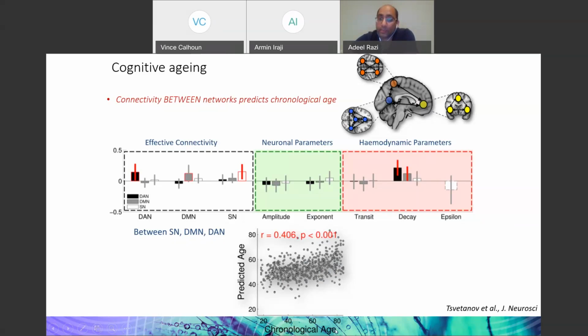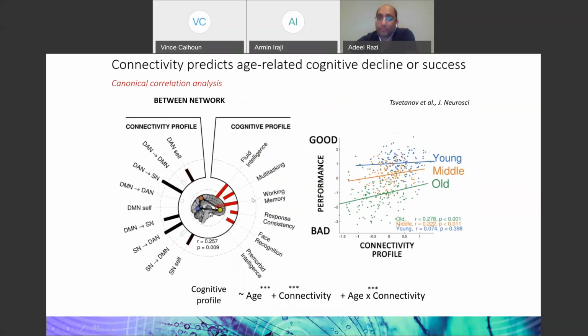Here we have used chronological age and predicted age, with a high correlation between them. Importantly, we used canonical correlation analysis to associate the connectivity with cognitive profile. We had a lot of different behavioral scores and connectivity between networks, and we used canonical correlation analysis as a multivariate analysis. This is what we call a helix plot. These bars show the individual connections' contributions. If they go out from the circle, they are positive; if they go in, they are negative, and so on. So we see that this association is pretty significant.